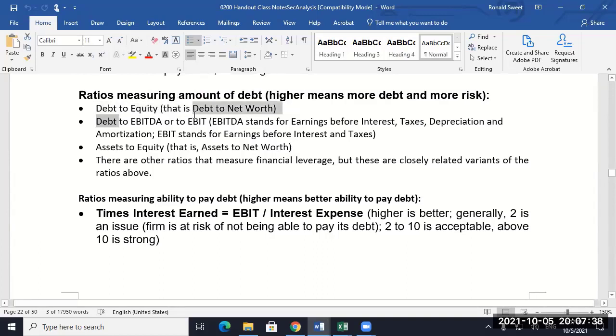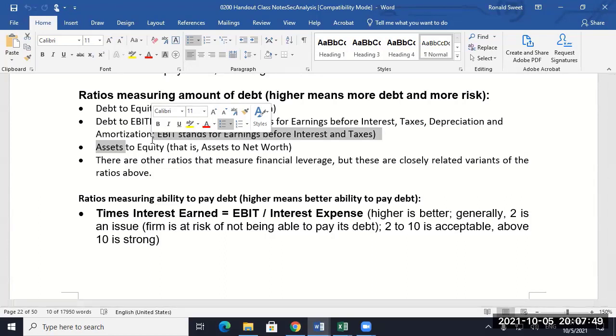So debt to EBITDA or debt to EBIT have now become far more standard. Assets to equity, we're going to use that later when we do ROE decomposition. So that works there. If you took the FAC exam, they call it the equity multiplier.